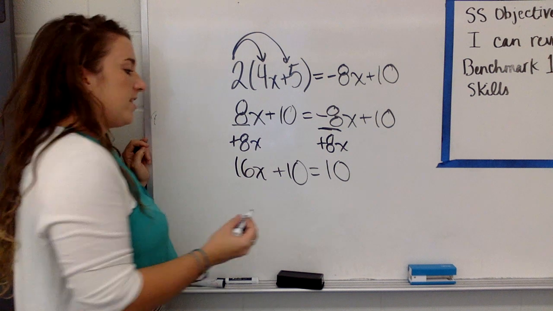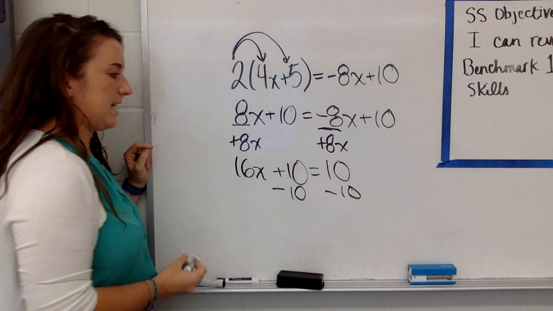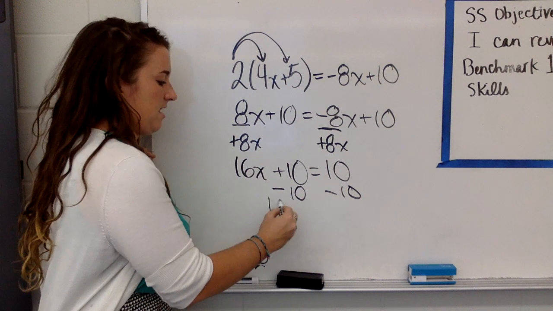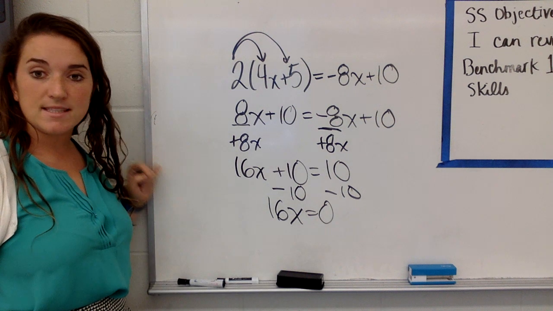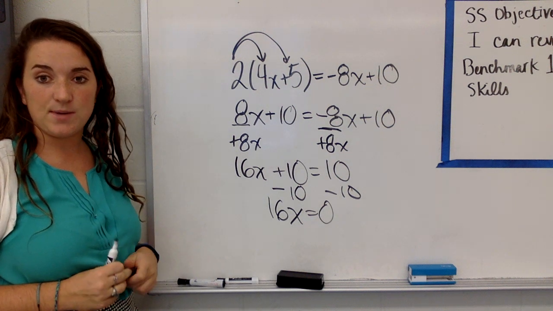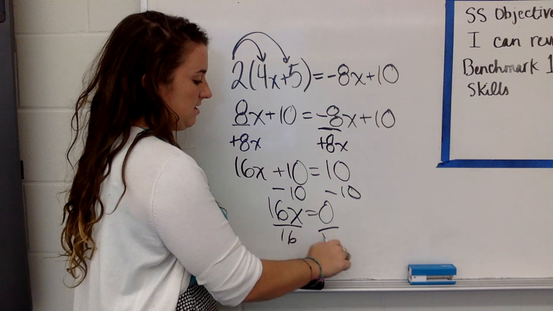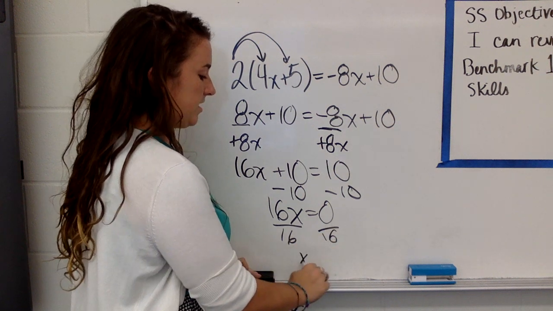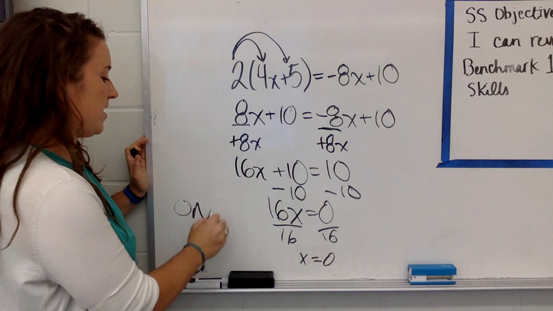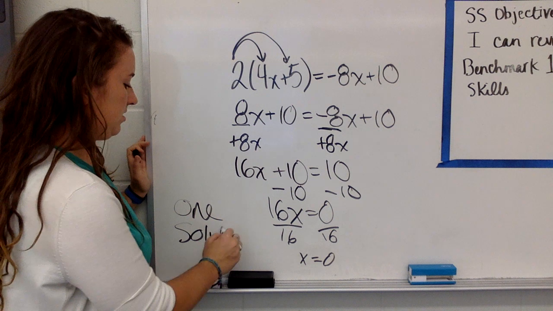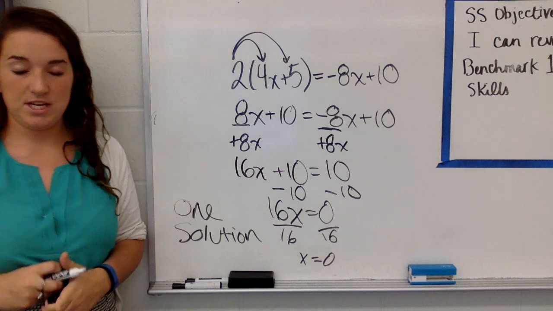If we continue solving, I can subtract 10 on both sides to get the x by itself. I'll end up with 16x equals 0. Does this mean that there are no solutions to this equation? No, because if we divide by 16, there is one solution and x equals 0. Also label your equation one solution, just so that we know what type of equation it is.